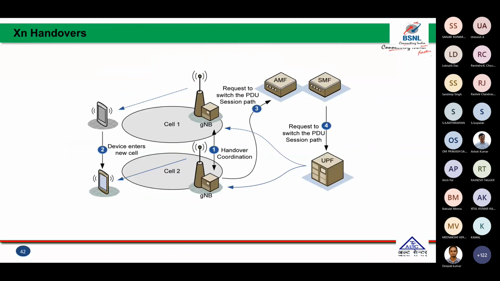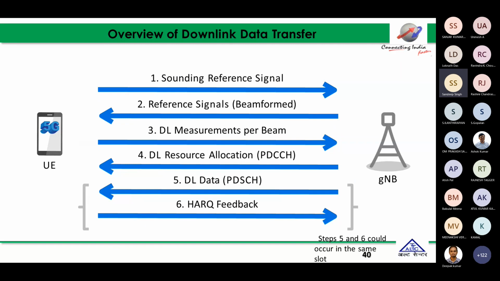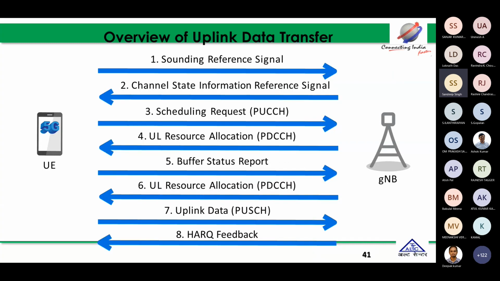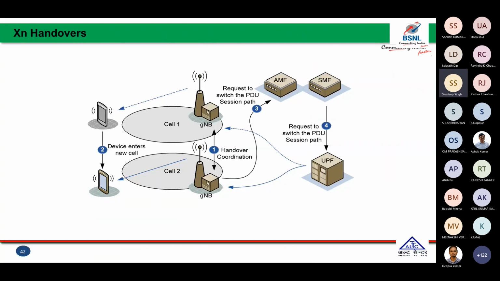This slide I have skipped. These are the signaling messages, how they transfer from the UE in downlink and uplink. This slide is also uploaded on Teams.